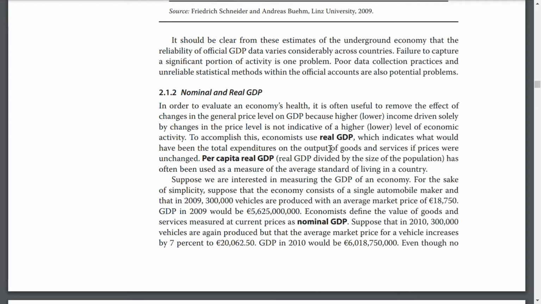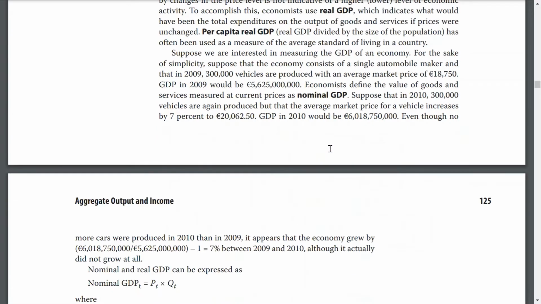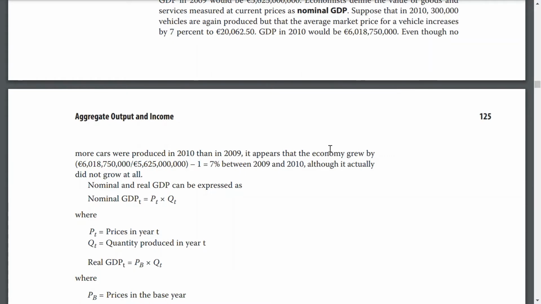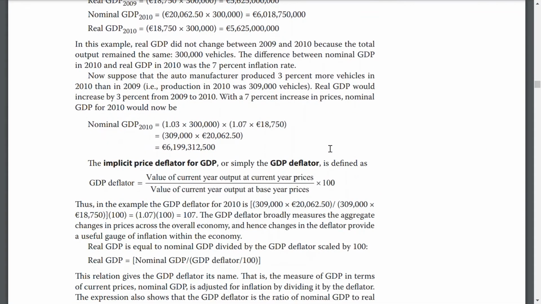Suppose in 2010, 300,000 vehicles are again produced, but the average market price of the vehicle increased by 7% to this much. GDP in 2010 would be this much, even though no more cars were produced in 2010 than in 2009. It appears that the economy grew by 7% between 2009 and 2010, although in actuality, it did not grow at all. So this is where the importance of using real GDP comes into play and not just nominal GDP.